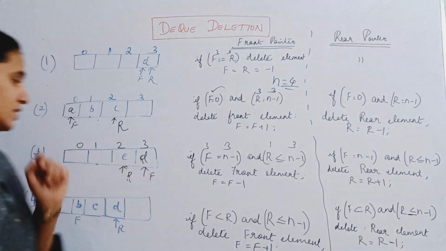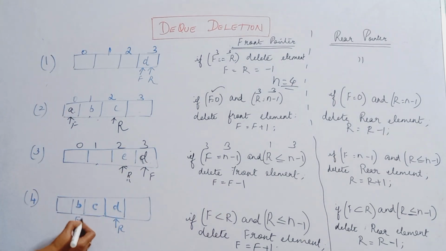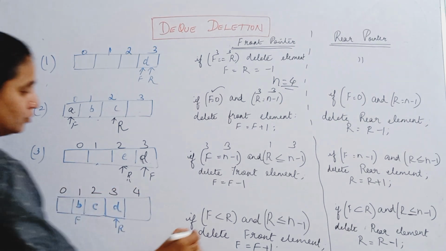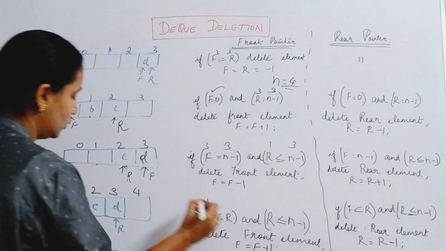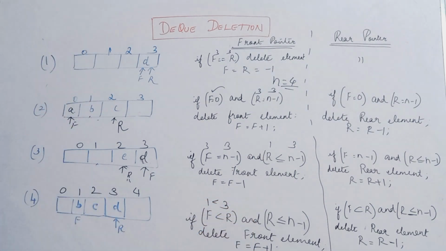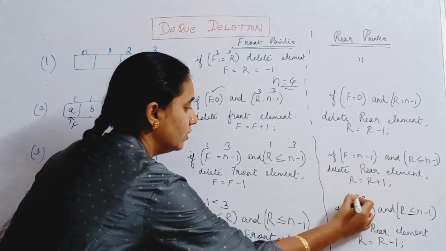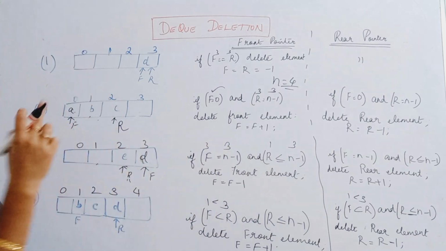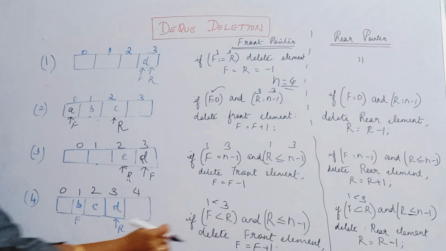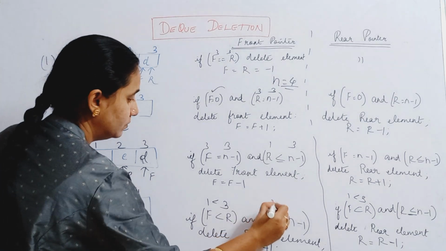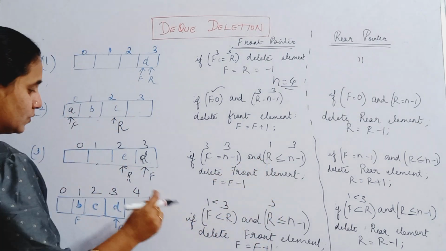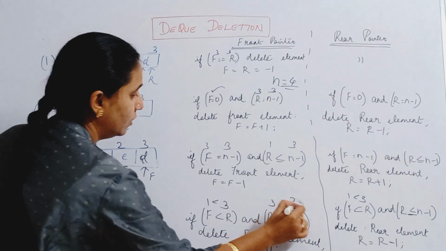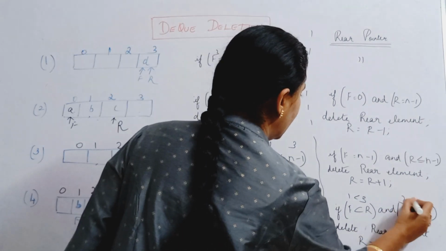So f is less than r. What is the f value here? 0, 1, 2, 3 and 4. So the f value is 1 and the rear value is 3. Is this condition true? Yes, it is true. So 1 and 3, here also the same condition. So this is true, and r is less than or equal to n minus 1. What is the r value? The r value is 3 and it is less than or equal to n minus 1. What is 4 minus 1? You will get the answer as 3. So here also 3 less than or equal to 3.